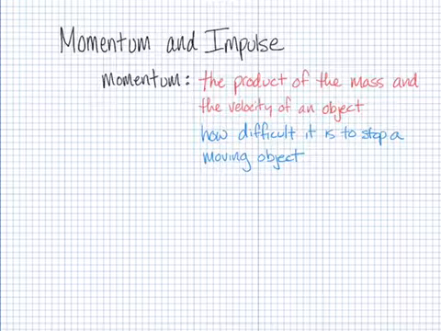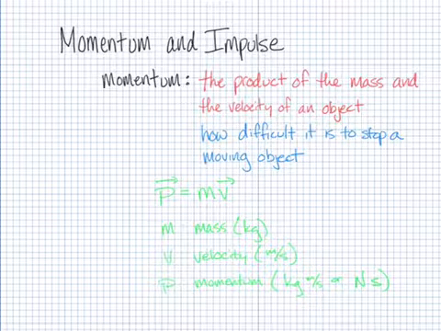So we've talked about our verbal definitions here, but we also have a mathematical definition of momentum. All right, so the mathematical definition is that P equals m times v. So just like we said above, the product of the mass and the velocity of an object is equal to the momentum. So m stands for mass measured in kilograms. We've seen that many times before. V stands for velocity in meters per second. We've seen that one many times before.